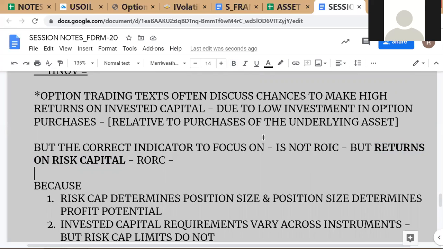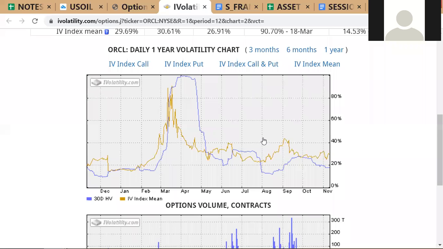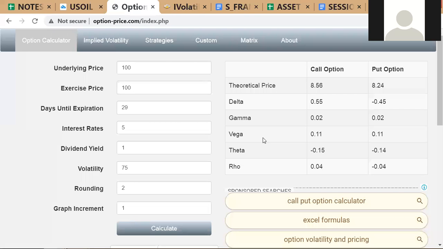So you will find this discussion in your textbook also. Wow, look at options, see how they are giving you a great opportunity to make money. That kind of thing you'll see in many textbooks, right?